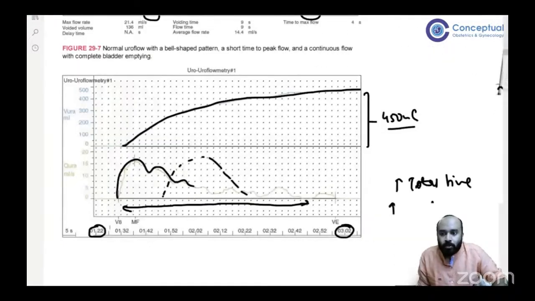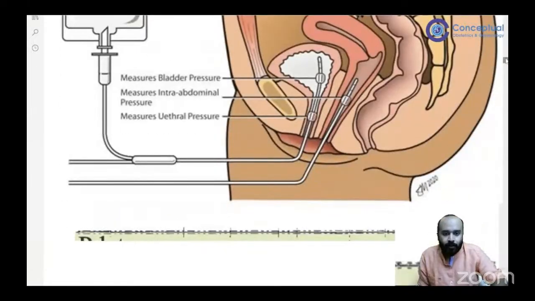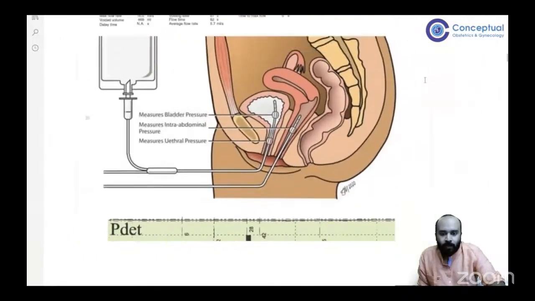So this was the graph that we had seen earlier. Now I'm going to show you how this complex urodynamic study setup looks like. If you can see over here, there is something that measures the bladder pressure. This is a probe that is placed inside the bladder. The same probe also is placed inside the urethra, which measures the urethral pressure.